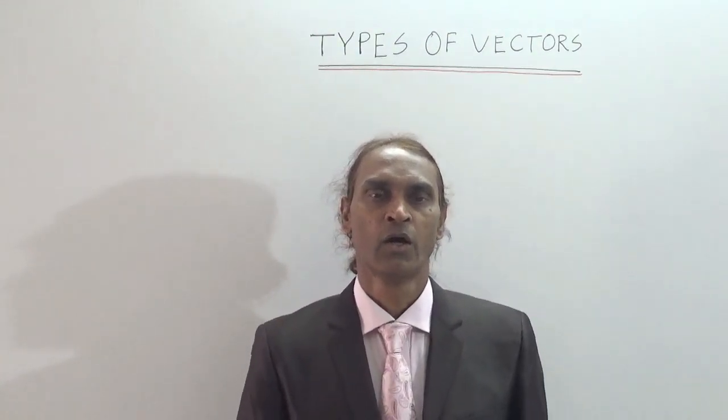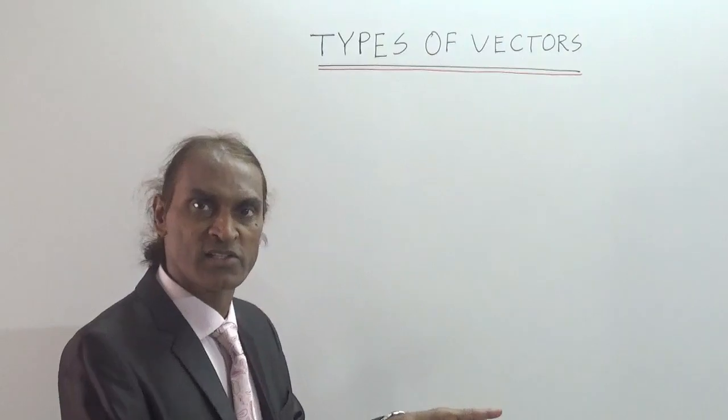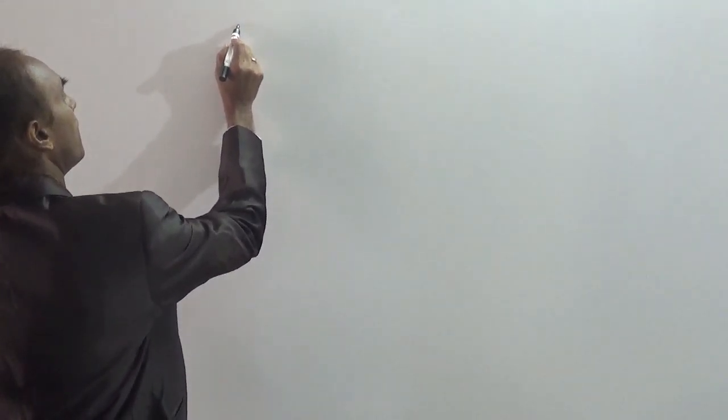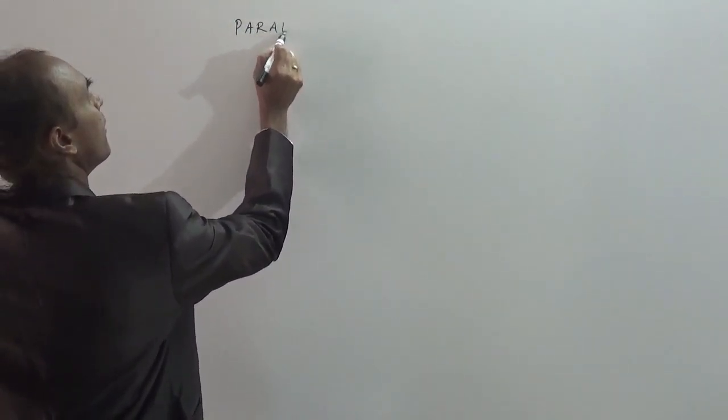For instance, when you two friends are moving in one direction, both walking towards east, you have the velocity 4 meters per second towards east, and your friend is walking at a rate of 5 meters per second towards east. Both the velocity vectors have the same direction. We call them parallel vectors.